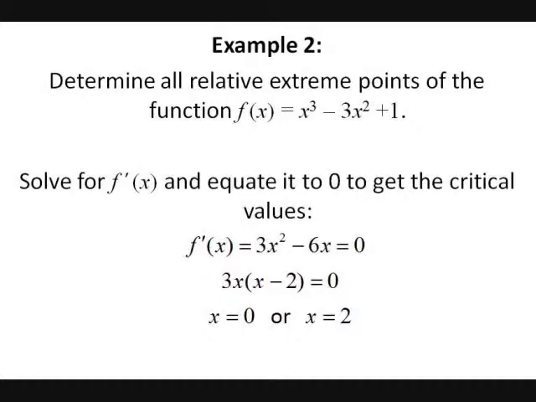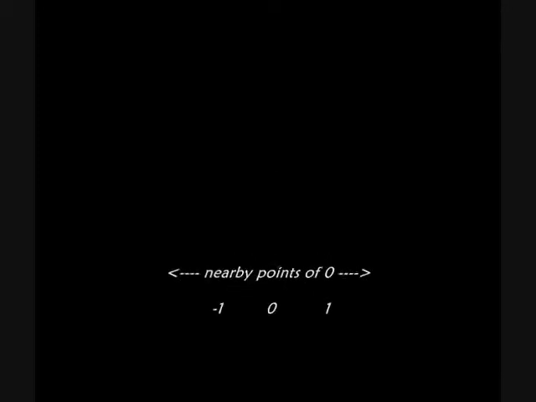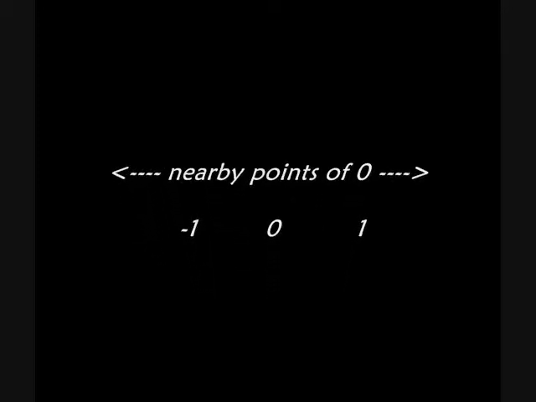I think it's better to explain with an example. Determine all relative extreme points of the function f of x equals x cubed minus 3x squared plus 1. Just like how you answered the previous example, get the first derivative of f of x and equate it to 0 to get the critical values. We get x equals 0 and x equals 2. For the first derivative test, think of two nearest numbers, or left and right nearby points to the critical values obtained. So for x equals 0, its left and right nearby points are negative 1 and 1.